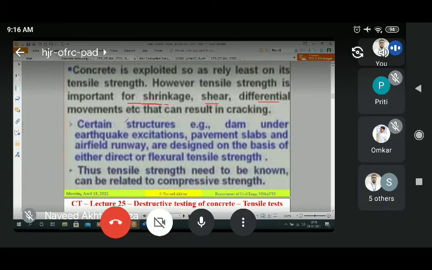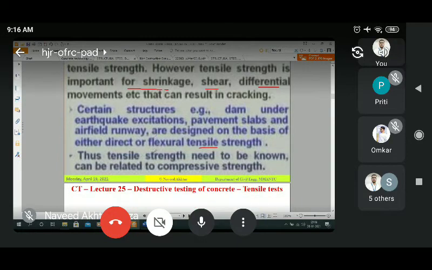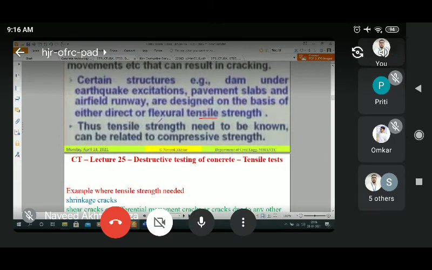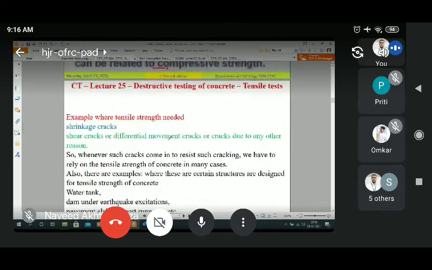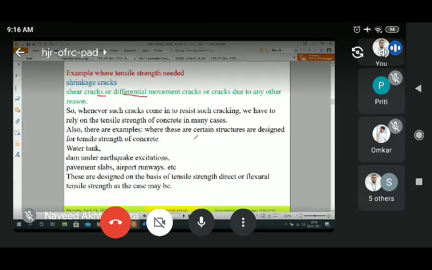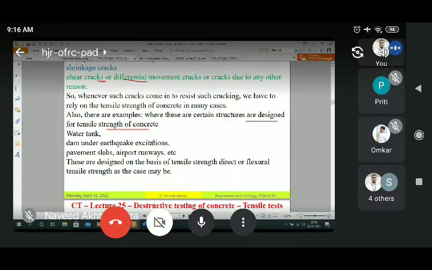Also, the water retaining structures, dams under earthquake excitation, pavement slab, and the airfield runway are designed on the basis of either direct or flexural tensile strength. Thus, tensile strength needs to be known and can be related with the compressive strength. For example, we have seen the shrinkage cracks, shear cracks, or differential moment. Also, for sustained structures, we should know the design tensile strength of concrete.